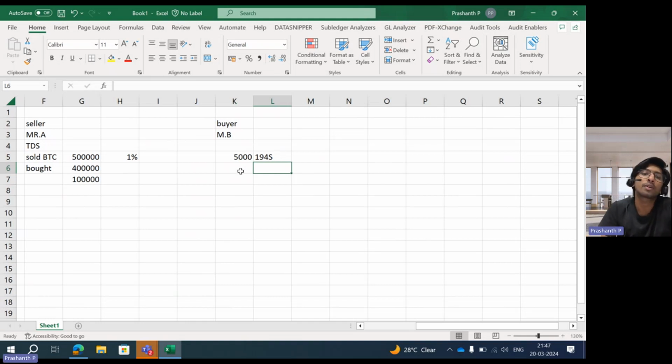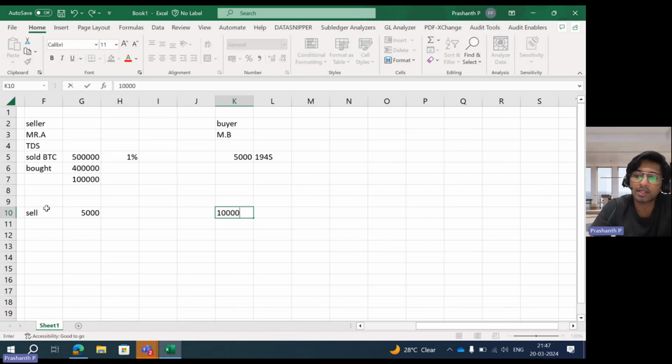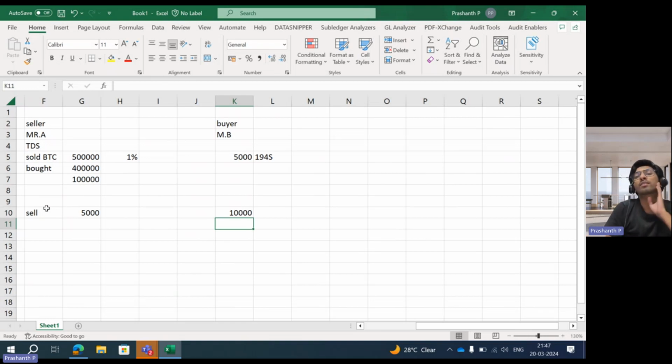Now let's go into this topic a little bit more in detail. Suppose Mr. A is selling Bitcoin for, let's say, 5,000 rupees. Will Mr. B still be liable to deduct TDS? The answer is no, because as per the income tax provisions, TDS is not applicable up to a value of, how much is it? 10,000 rupees, right? So in normal cases, 10,000 rupees is the limit. If you're selling a cryptocurrency for a value lesser than 10,000 rupees, TDS is not to be deducted.